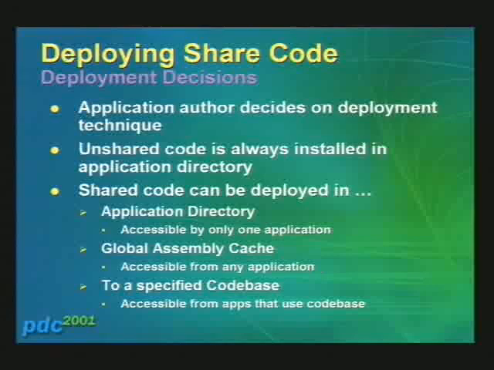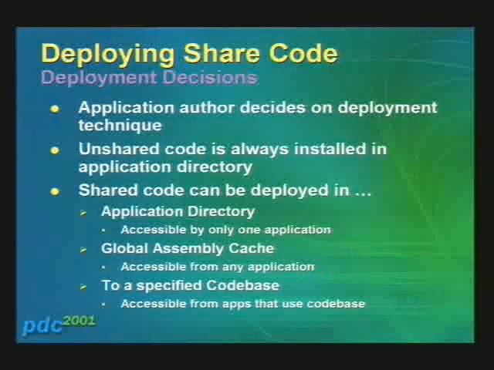Now the unshared portions of your code are going to be deployed in the application directory, without a doubt. These are the parts of your code, the EXE and the private libraries that nobody else is using. Those get installed into the application directory. So you create an application directory, typically under Program Files or wherever, you put your executable there, and you put any unshared or unsigned assemblies into that directory.